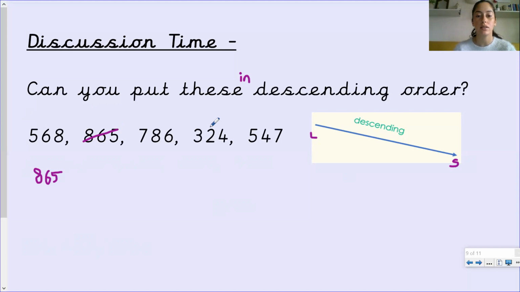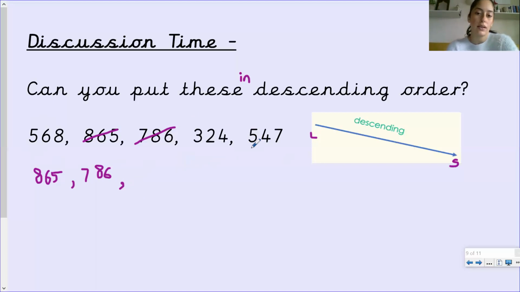Then which one is my highest number, my largest number? 786, because it has a 7 in its hundreds column. And then out of the numbers that I've got left, which one is my largest number? Remember, I'm starting with the largest and I keep going down to the smallest. So out of these, which one is my largest number? I can see that two numbers have got the same number in the hundreds column, 500 and 500.